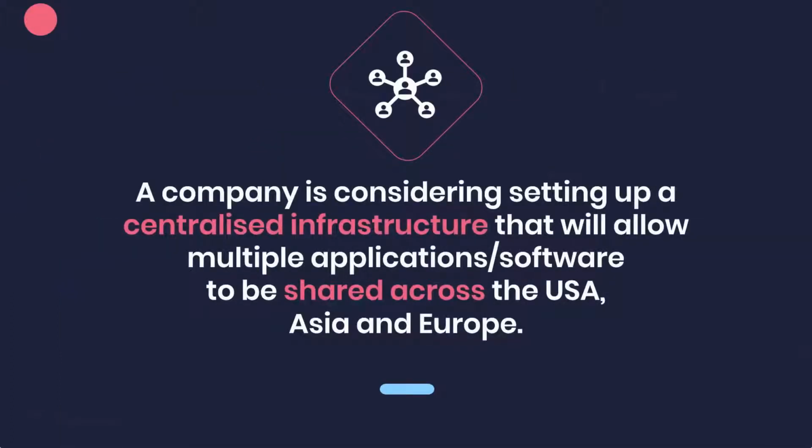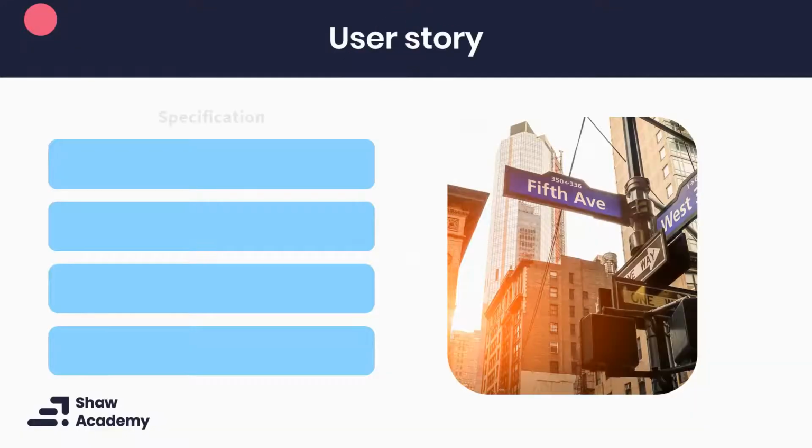A company is considering setting up a centralized infrastructure that will allow multiple applications or software to be shared across the USA, Asia, and Europe. The company has a specification in place to show the number of users that will be connecting to the network and the resources to be shared. It looks like this. Users.